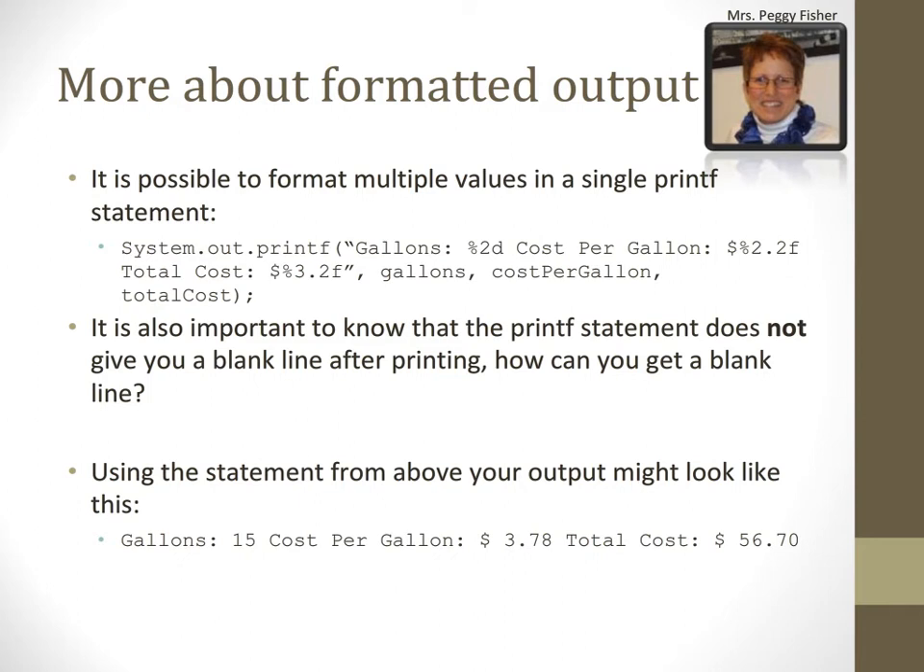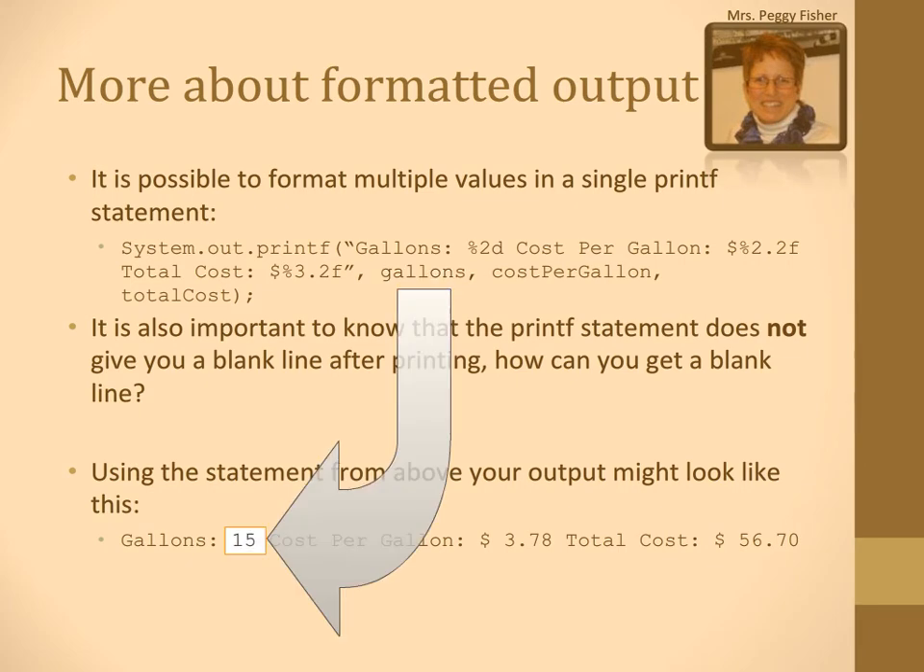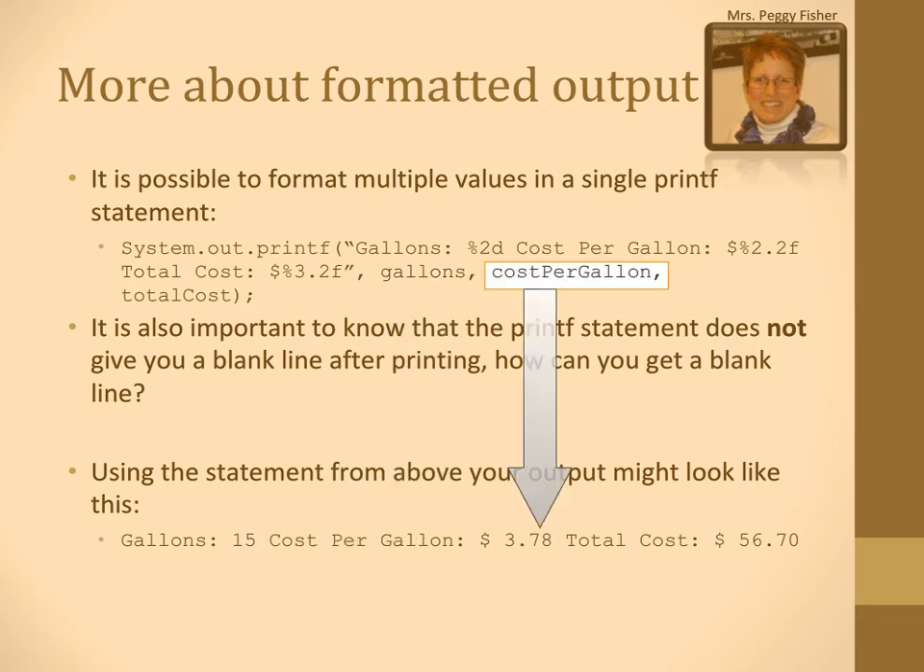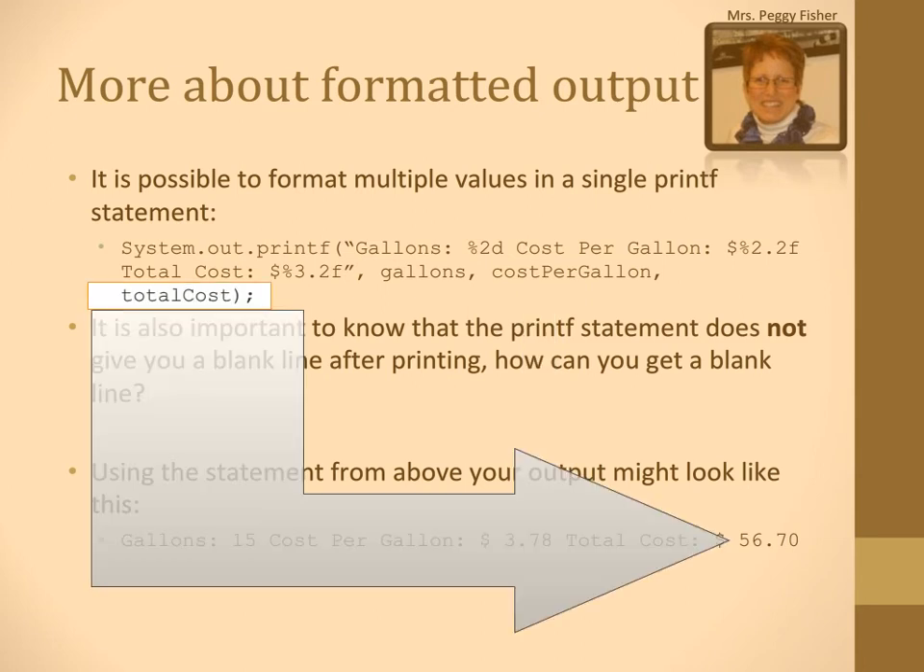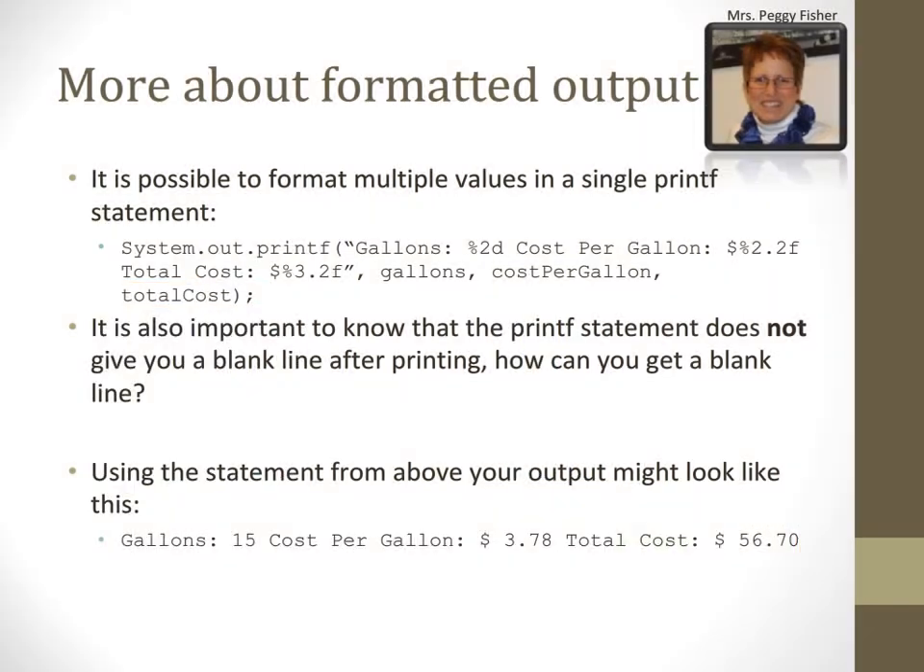I do want to mention that the printf statement does not automatically give you a blank line after it's done printing, so you'll need to add a println to your code. Here is some sample output from that printf statement. Notice that the variable gallons had 15, the cost per gallon had 3.78, and the total cost had 56.70. I hope this helps you to understand better about how to format output with multiple values in a single printf statement.